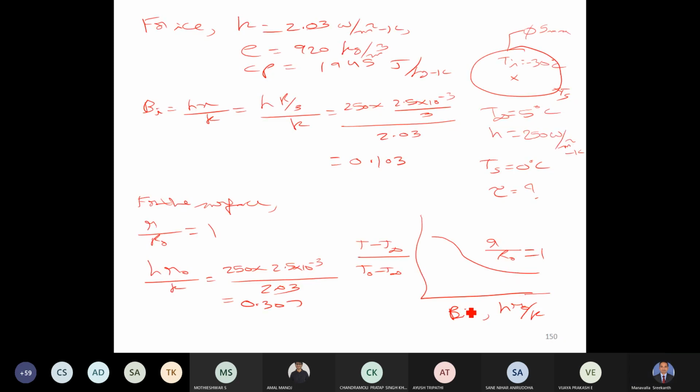Okay. So 0.307, let us say it is somewhere here. And this is 1. So project a vertical line onto R by R naught equal to 1, and on the y-axis, read this value. So all of you open your chart in the data book. It's on page number 81.